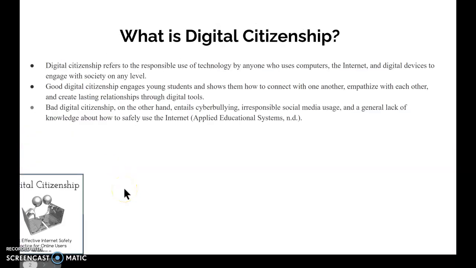What is digital citizenship? Digital citizenship refers to the responsible use of technology by anyone who uses computers, the internet, or digital devices. Good digital citizenship engages young students and shows them how to connect with one another, empathize, and create lasting relationships. Bad digital citizenship entails cyberbullying, irresponsible social media use, and a general lack of knowledge of safety when using the internet.